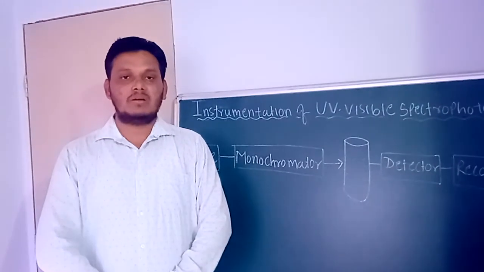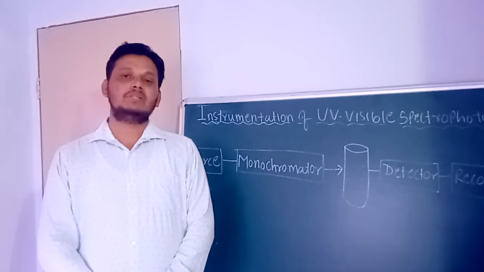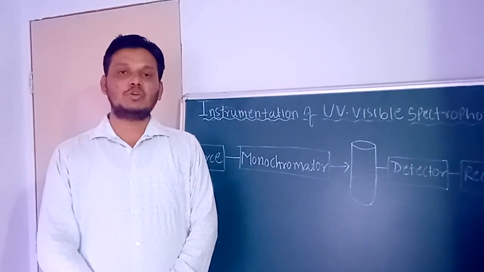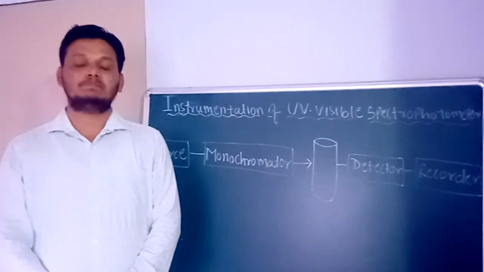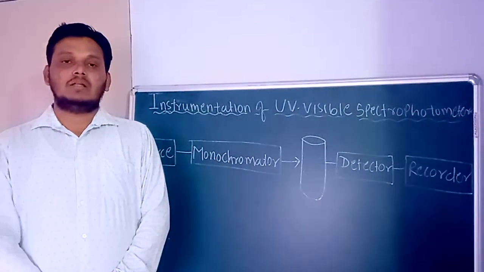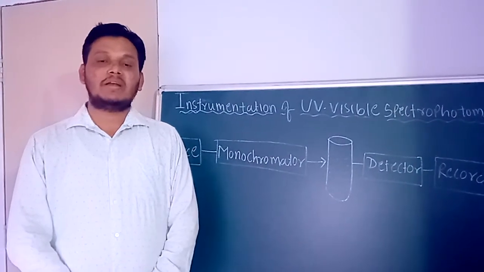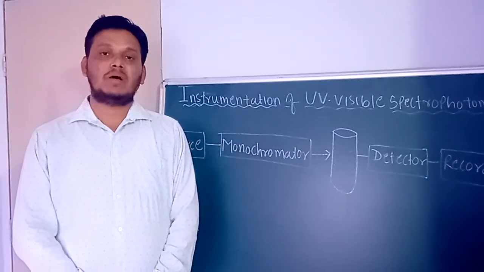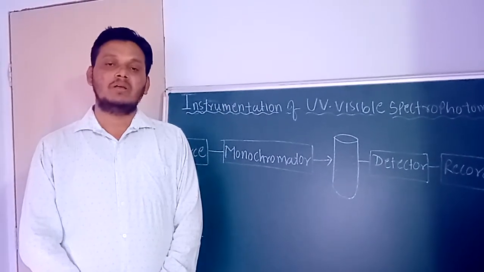Hello, welcome back again. In today's session, we will see the instrumentation of UV visible spectrophotometer. The instrument that is used to measure the electromagnetic radiation absorbed by the substance is known as the spectrophotometer.